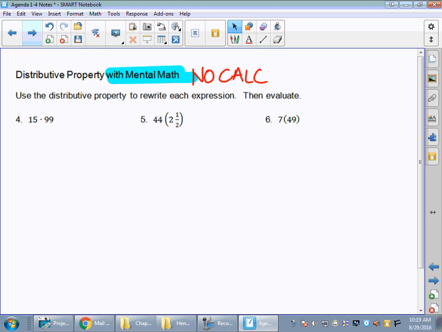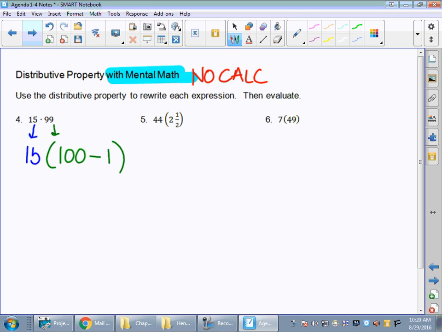Well, 99 is really close to what number that's super easy to work with? It's really close to 100, right? Wouldn't you say that 99 is the same as 100 minus 1? That's simple. I'm going to bring that 15 straight down. Now we can use that and rewrite this. So 15 times 100 is 15 with 2 zeros after it, or 1500. 15 times a -1 is minus 15. You might have to rack your brain a little bit to come up with 1,485 when you do 1500 minus 15.